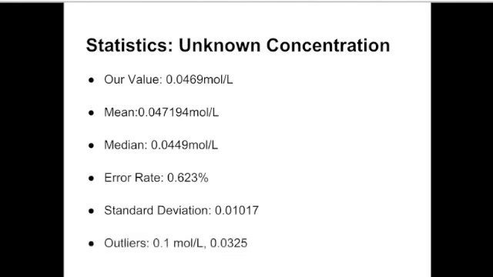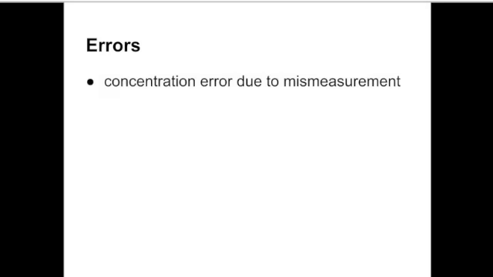The outliers were 0.1 moles per liter and 0.0325 moles per liter. There were fewer errors in this lab, leading to more precise results because we were using a computer program and thus there was less human error. However, there could have been a concentration error due to mismeasurement of the initial solution when we were making our initial concentration versus absorbance measurements.